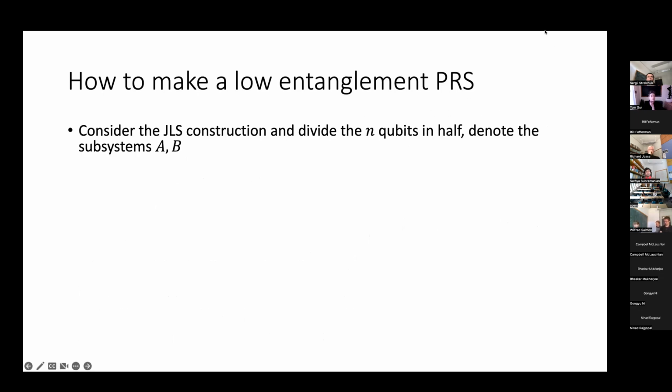To do this, we're going to consider the JLS construction, the same thing we just talked about, but we're going to divide the n qubits in half and denote the subsystems A and B. A is going to be over n over 2 qubits, B is going to be over the other n over 2 qubits. I'm dropping the K for convenience and writing this JLS construction as psi sub f. I'm just rewriting what I had before, but dividing the qubits into two partitions, and thinking of the function as, instead of a function from n bits to plus minus 1, a function from n over 2 plus n over 2 bits to plus minus 1. So I didn't do anything, to be clear. I just rewrote this, okay?